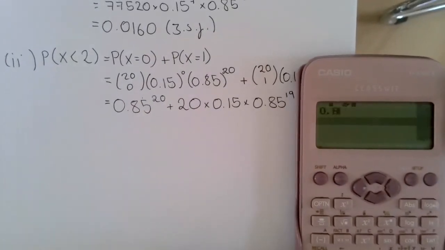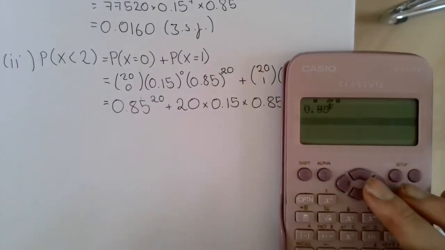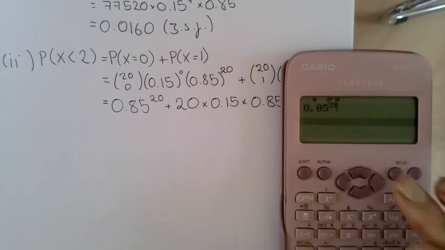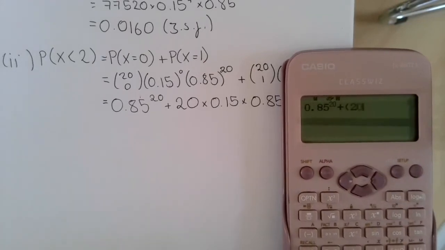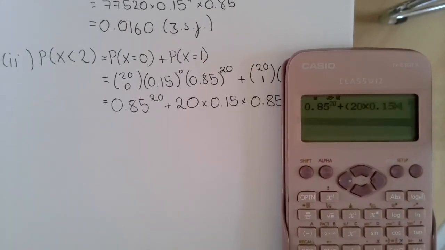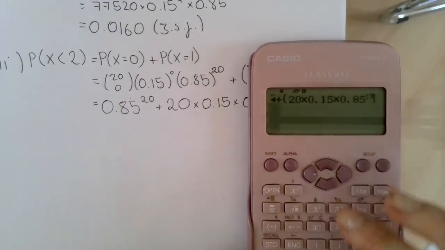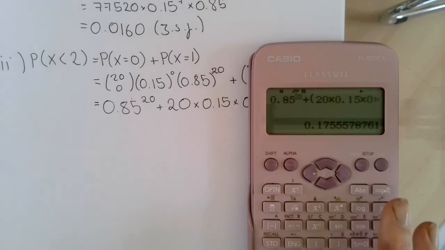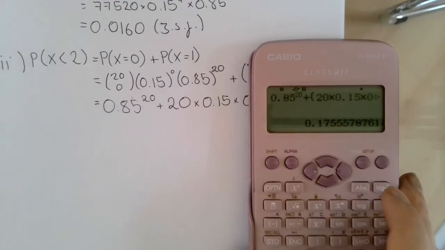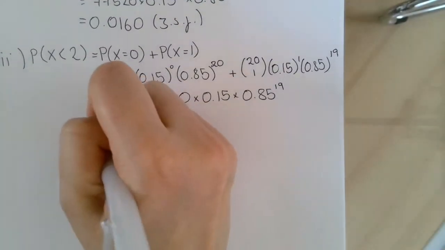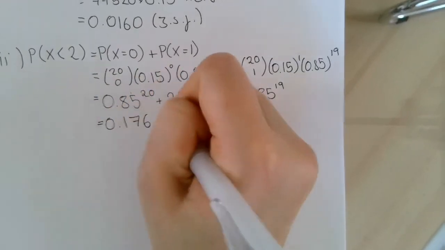So 0.85 to the power of 20, plus 20 times 0.15 times 0.85 to the power of 19. And my answer is 0.16 to 3 significant figures.